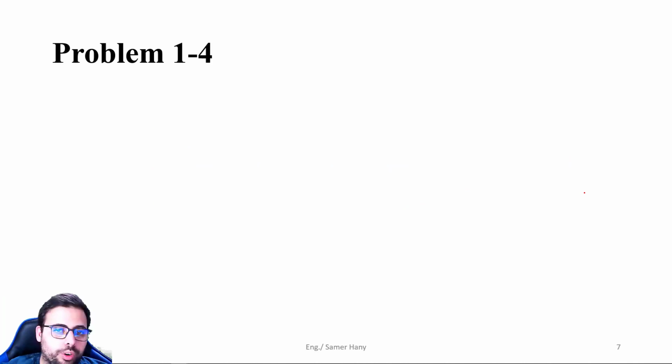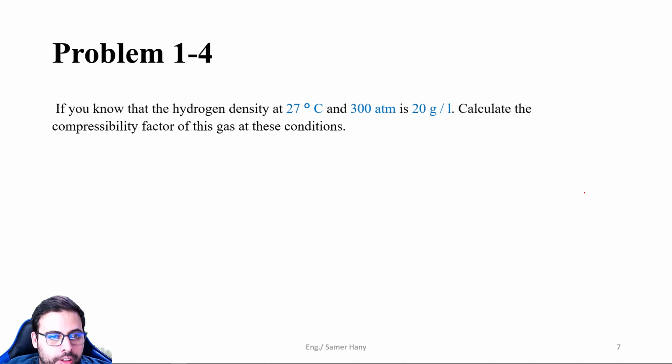All right, that's it for the explanation for the real gases. Let's solve a couple of problems to exercise. First problem says, if you know that the hydrogen density at 27 degrees Celsius and 300 atmospheres is 20 grams per liter, calculate the compressibility factor of this gas at these conditions.